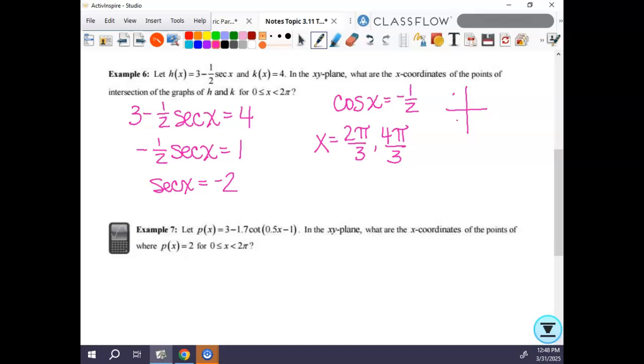What questions do you have? So it's really not any more difficult than the other ones. You just have to know what your reciprocals are. Okay, we good with that?